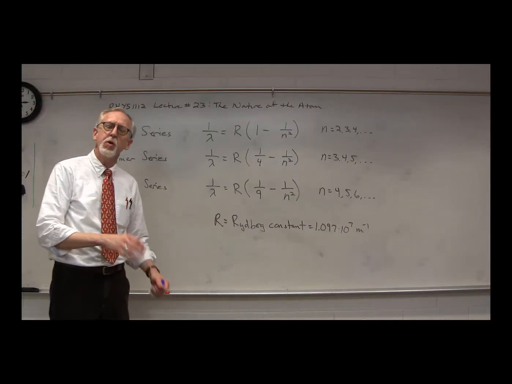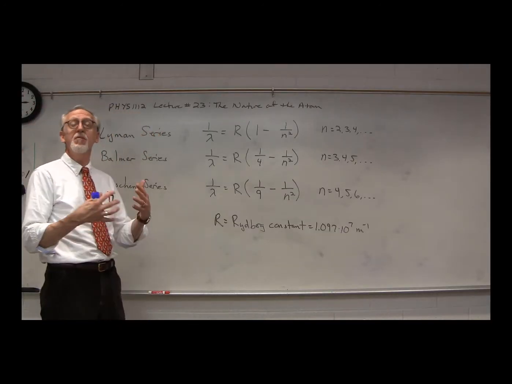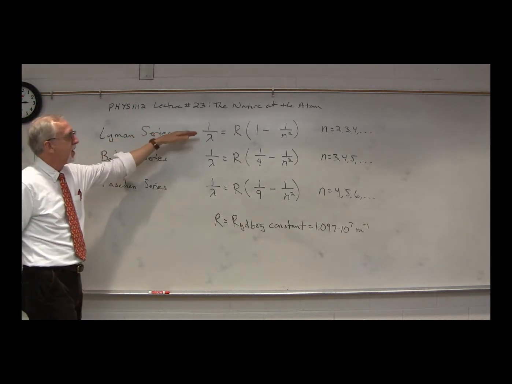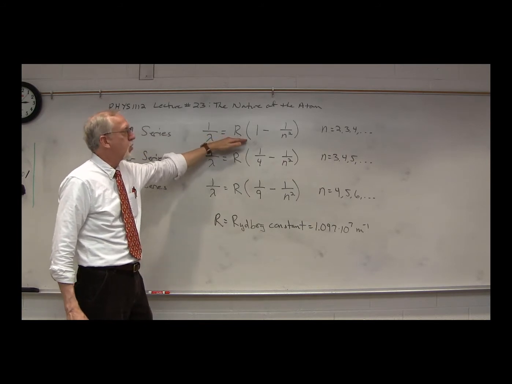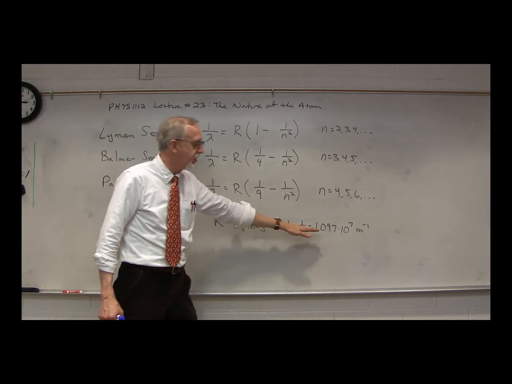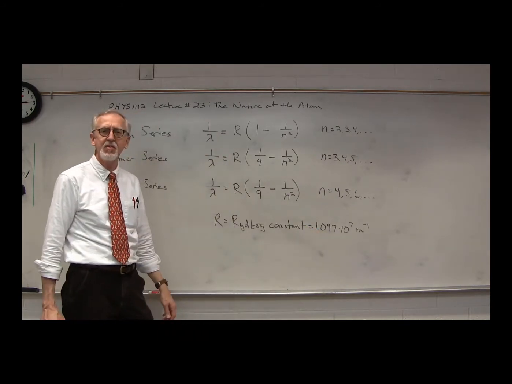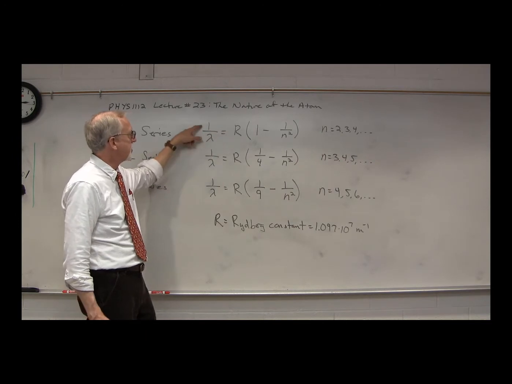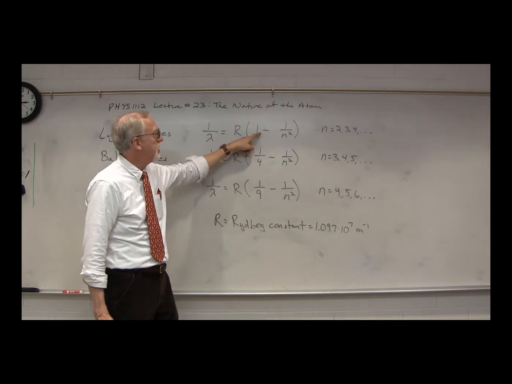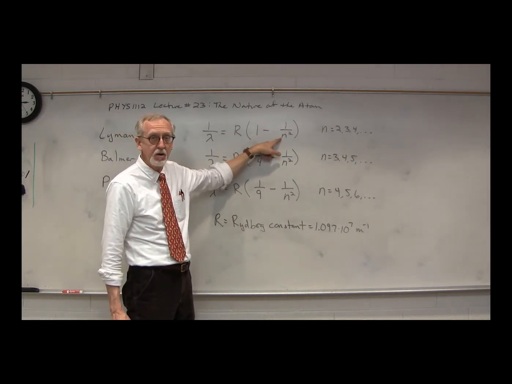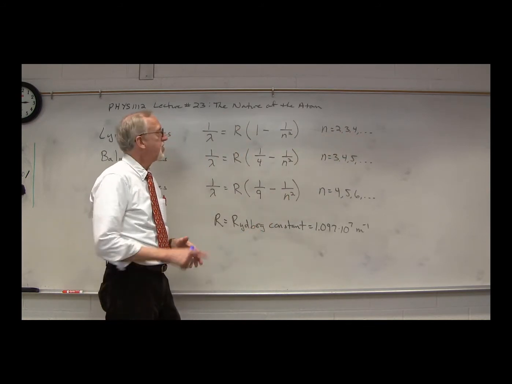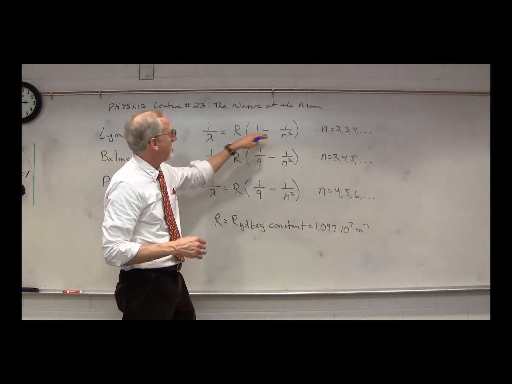It turns out that the wavelengths of the series form a very simple mathematical pattern. For the Lyman series, we find that 1 over lambda is equal to R, where R is a constant called the Rydberg constant, and it has the value of 1.097 times 10 to the 7th inverse meters, to give us the units for 1 over lambda. So R times the quantity 1 minus 1 over n squared, where n has the values of 2, 3, 4, 5, etc.